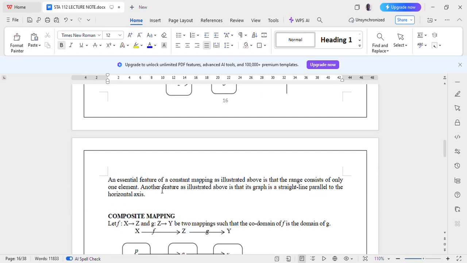An essential feature of the constant mapping is illustrated above. The range consists of only one element.